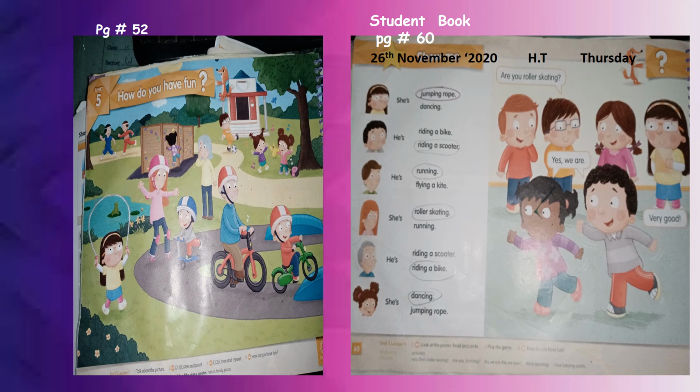Okay. Now look at the last picture of Anna, what she is doing. She is dancing, full stop, or she is jumping rope. You have to circle the word dancing. She is dancing.